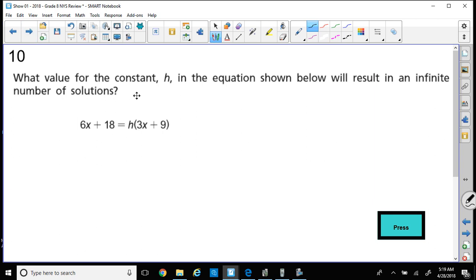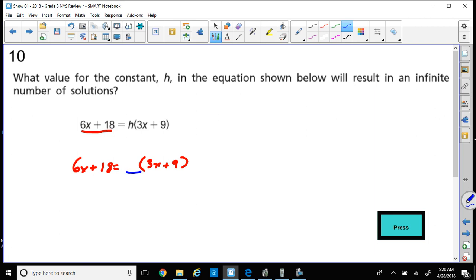What value for the constant h in the equation shown below will result in an infinite number of solutions? When we're dealing with an infinite number of solutions, we're dealing with equations that are equal to each other when we're graphing them, because they're going to give you the same answer all the time. So we have an equation here on this side, 6x plus 18, and we are looking for h. What could we multiply by 3x plus 9 to give us the 6x plus 18? So that would give us the h.